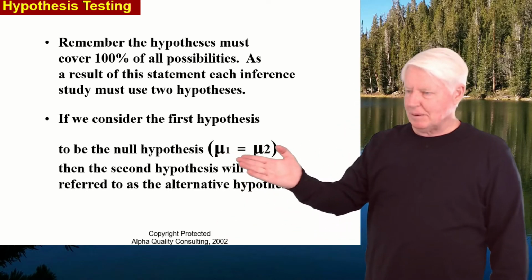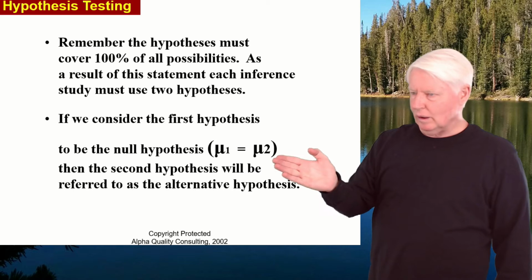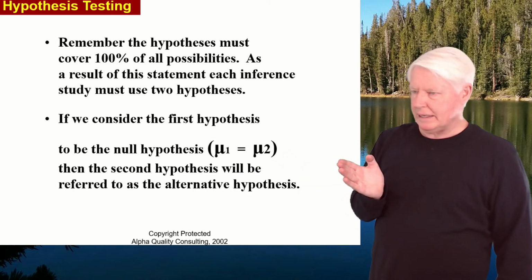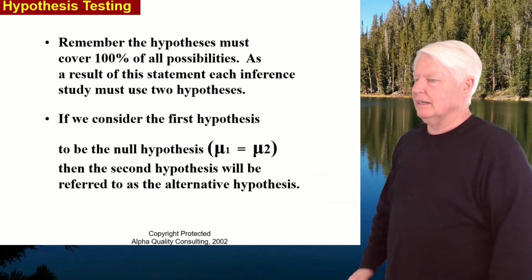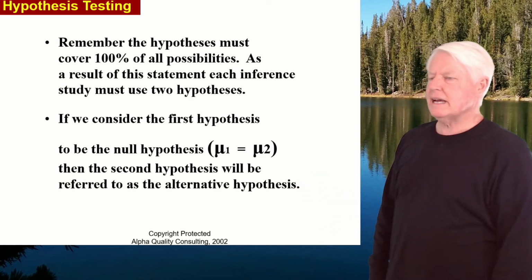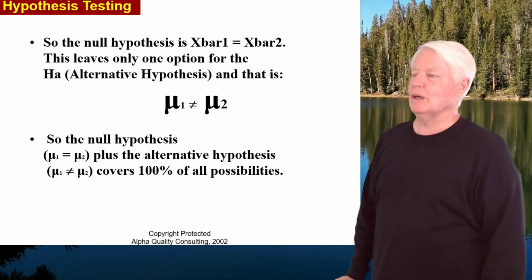So let me give you just a second. If this is the null, what would the alternative have to be to cover 100% of all possibilities, cover the whole number line, for example? What do you think that would look like? Okay, let's go to the next slide and see what that will look like.